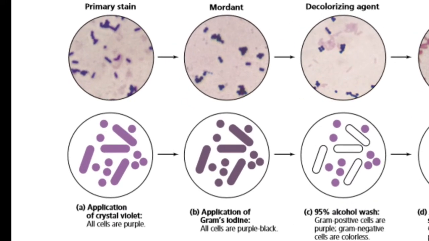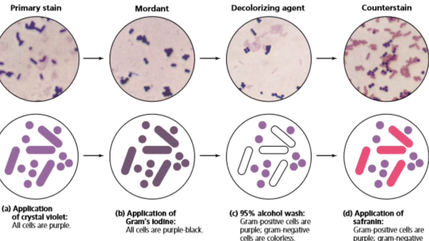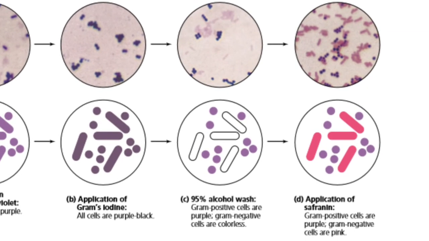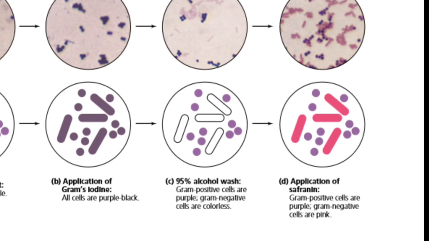Here is the pictorial view. You can see here the primary stain is applied, and it gave purple color to all the cells. Then we applied the gram's iodine, which intensifies the color of the primary stain. And then we applied the 95% alcohol wash that has decolorized the gram-negative cells.